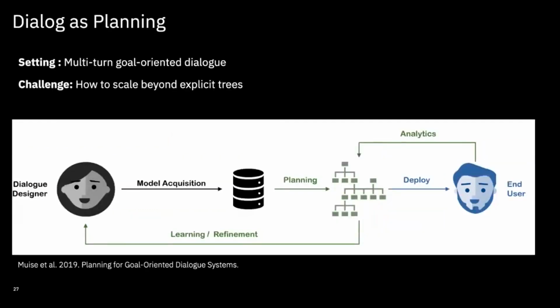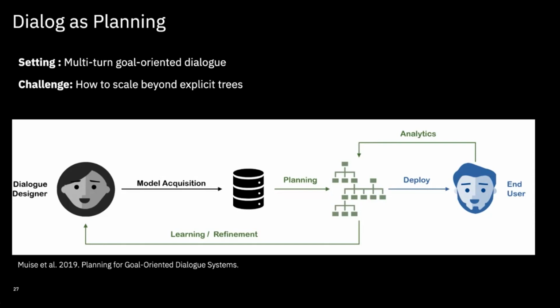Now, in terms of dialogue as planning, the setting is multi-turn dialogue or conversations that are goal-oriented. The challenge is scaling up to large dialogue trees. The solution is to not define the dialogue tree, which can be very large and very hard to maintain, but is done often in most current systems, but to define a model of the domain declaratively via AI planning, and then let the planner generate the tree automatically.